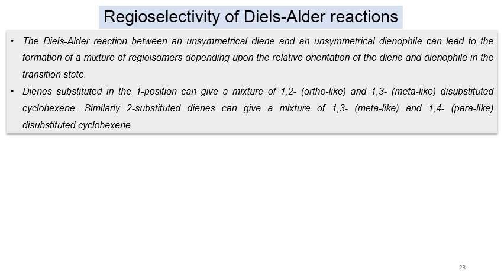What about the regioselectivity for Diels Alder reactions? A Diels Alder reaction between an unsymmetrical diene and an unsymmetrical dienophile can lead to the formation of a mixture of regioisomers. What will this depend on? This will depend on the relative orientation of the diene and the dienophile in the transition state.